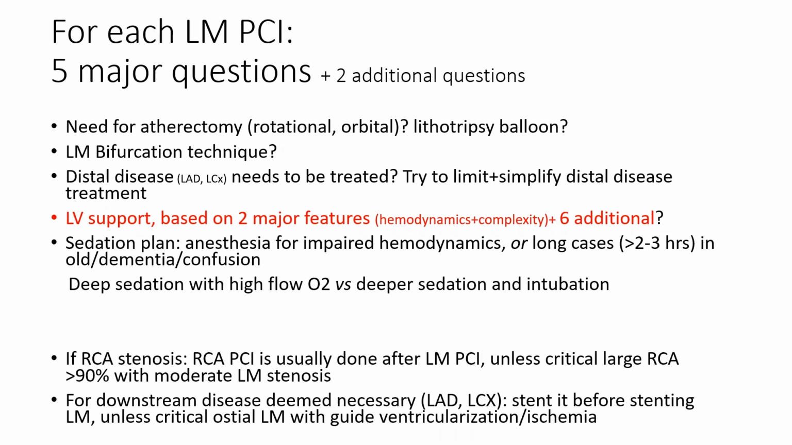If you do IVUS beforehand, after a small pressure balloon of the left main, or if the left main is not critical and you do IVUS, having an arc of calcium over 180 degrees can also push you toward atherectomy and lithotripsy balloon. What left main bifurcation technique will you use? And I will describe that in a little bit. Is there distal disease in the LAD and circumflex that needs to be treated? And again here, try to limit and simplify distal disease treatment. Maybe bring the patient back later if his hemodynamics are tenuous and you don't want to decompensate him.